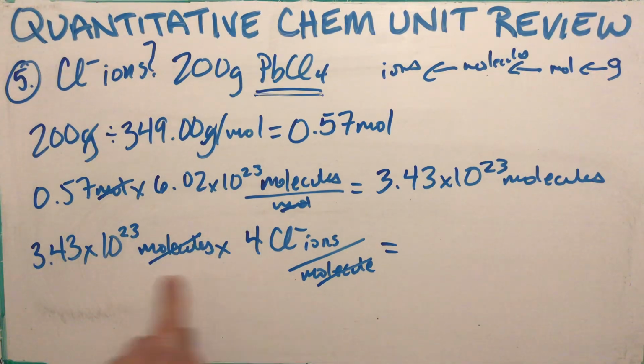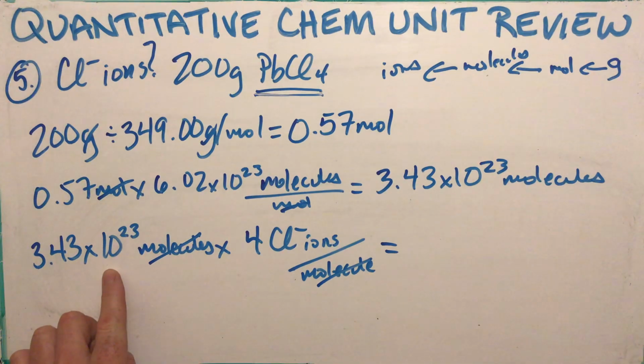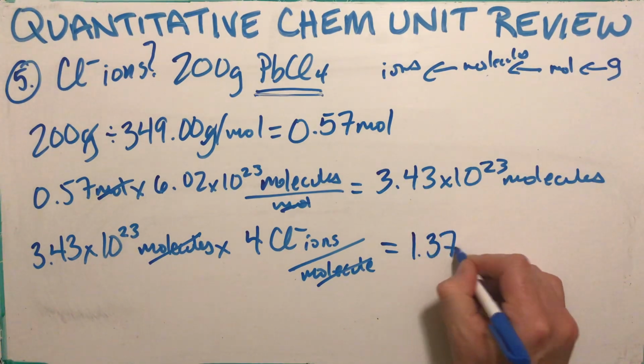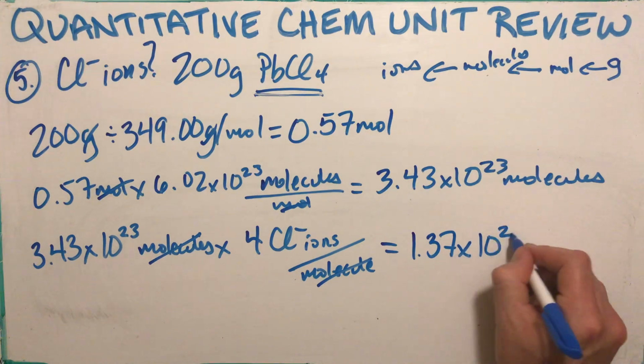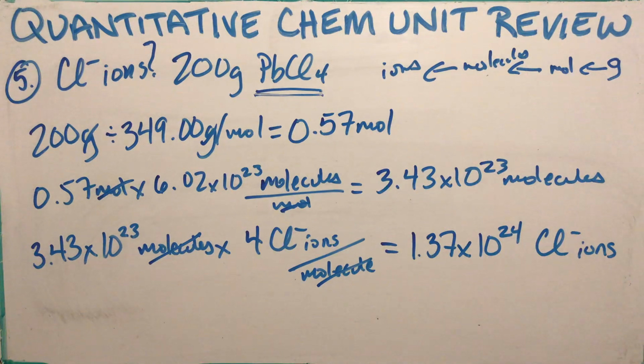Common mistake, people go 4 times 3 point something, and get an answer of 12 or so here. They forget that the 10 to the 23 is still there. So when I multiply that, I end up with this, and this is my final answer. All right, so 1.37 times 10 to the 24 chloride ions. So that's number 5. If you want, take a snapshot of that, or pause the video, and I'll do another one.